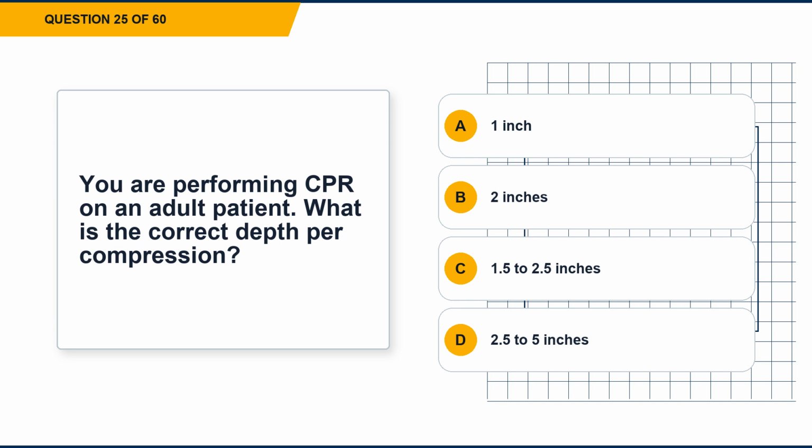Question 25. You are performing CPR on an adult patient. What is the correct depth per compression? Option A. 1 inch. Option B. 2 inches. Option C. 1.5 to 2.5 inches. Option D. 2.5 to 5 inches.